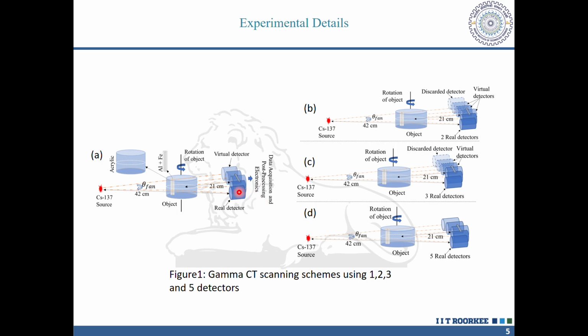Then we will increase the number of detectors from 1 to finally 5. So in this figure we utilize 2 detectors, then 3 detectors, and then finally 5 detectors at a time. The CT geometry that is used for the CT experiment is also shown here.